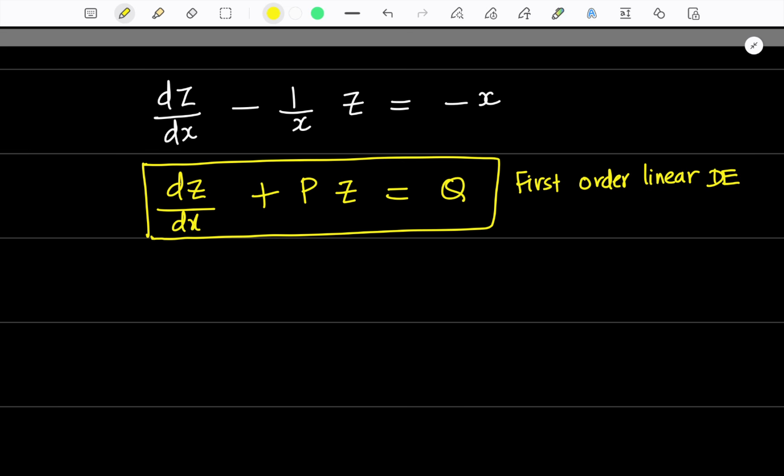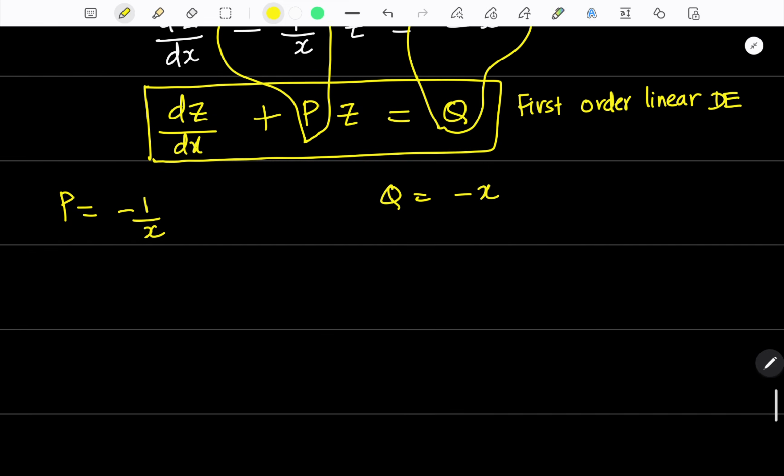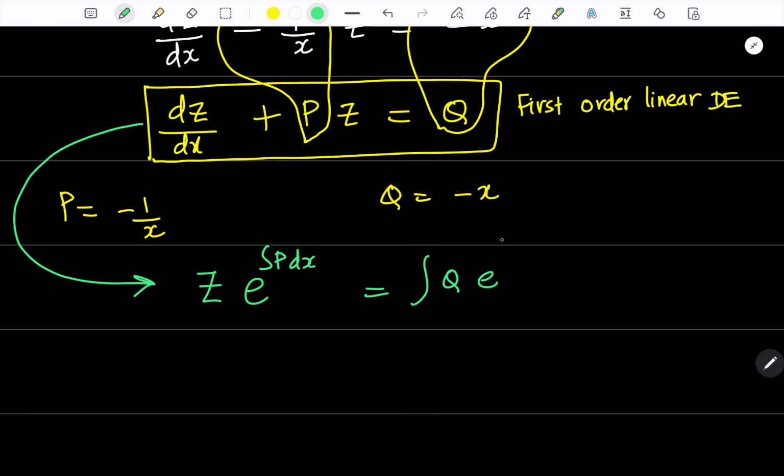Variable separable method. Keep that in mind. So what's your P and what's your Q? Just match with this. Okay, right. Your P is minus 1 by x and your Q is minus x. If this is a first order differential equation, what will be your solution? Not y, because this equation is in z. z e power integral p dx is equal to integral q e power integral p dx into dx plus c.